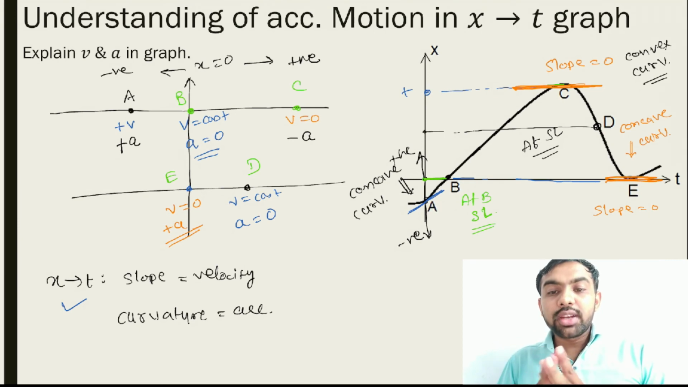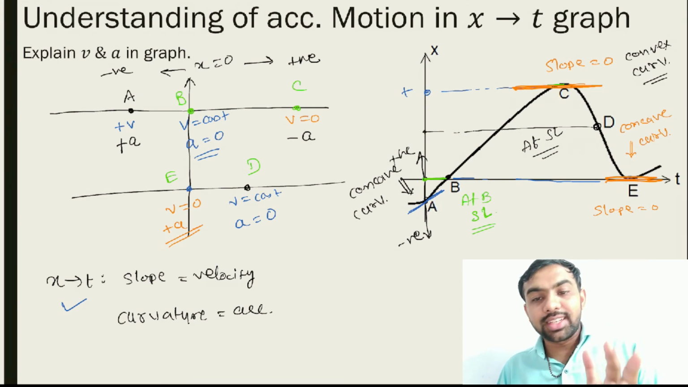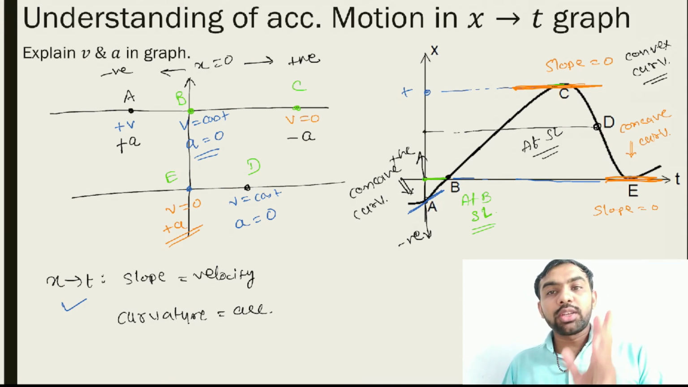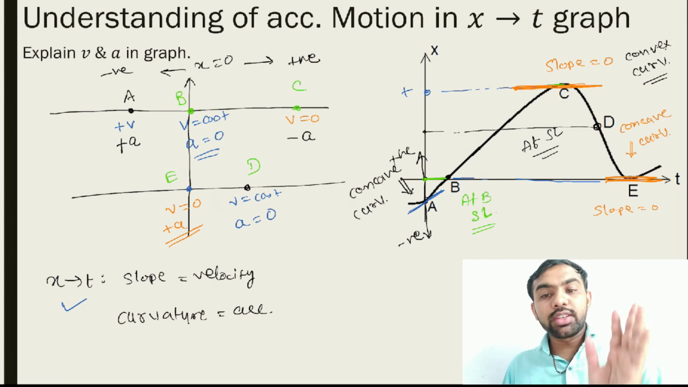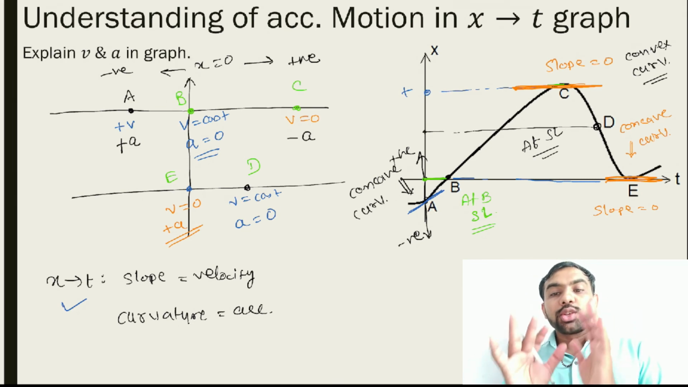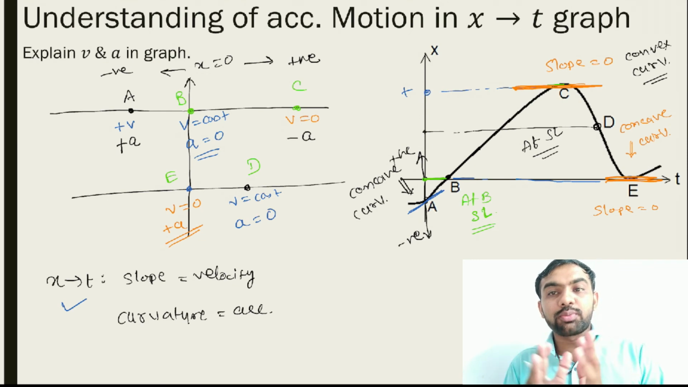Okay. So you must understand. Velocity 0 doesn't mean acceleration 0. Velocity positive doesn't mean acceleration positive. Acceleration 0 doesn't mean velocity 0. Okay. So on this graph, I am taking these points in such a way that you understand everything here.